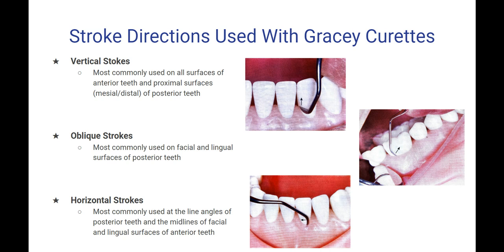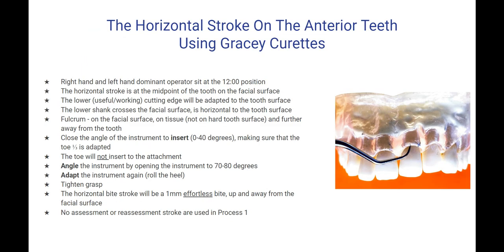Horizontal strokes are most commonly used at the line angles of posterior teeth and the midlines of facial and lingual surfaces of anterior teeth. In process 1, we will practice horizontal strokes on the maxillary and mandibular anteriors at the midline, and at the facial and distal line angles of posterior teeth from the buccal.